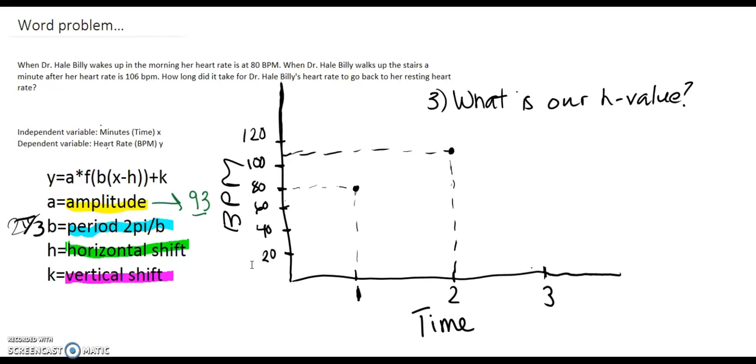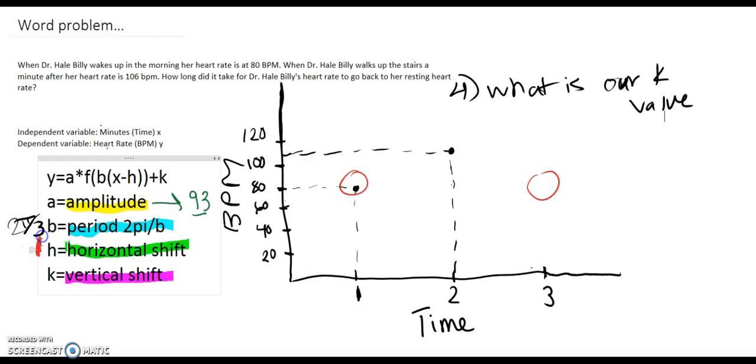Well, our third question is, what is our h value? Our h value is determined by where the graph starts at. Our graph starts at 1 and it ends at 3, which means there's between each point of beats per minute, there is a difference of 1 minute. This is why the horizontal shift is 1, because the whole graph is shifted towards 1 to the right. Our graph is shifted up 80 degrees upward. This is the vertical shift for K.